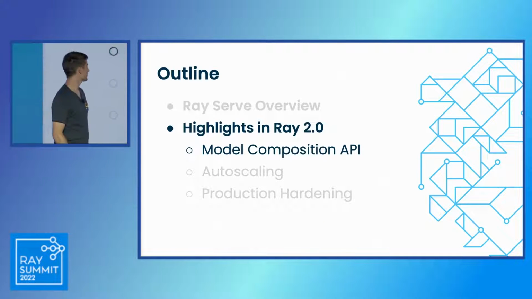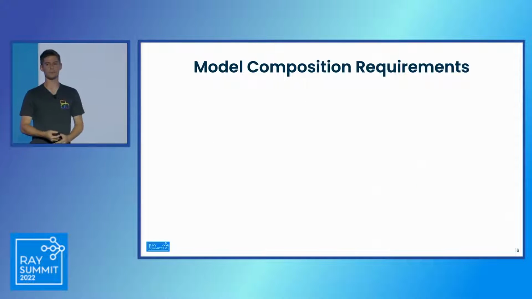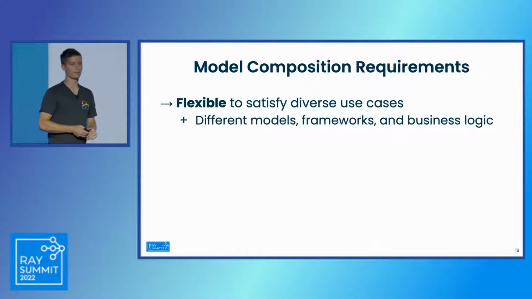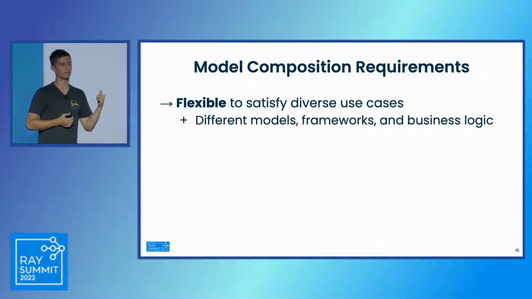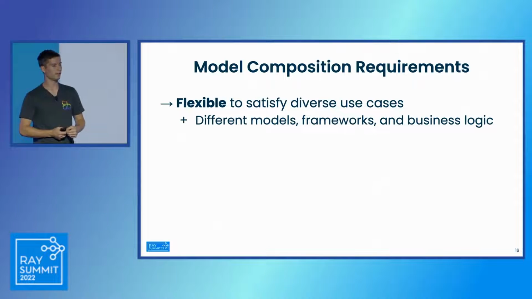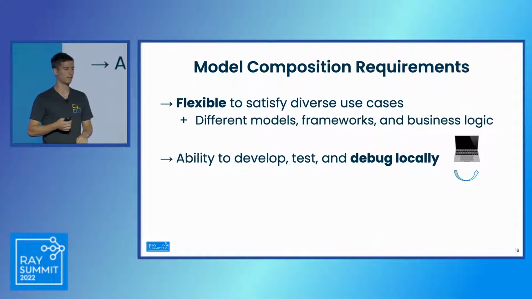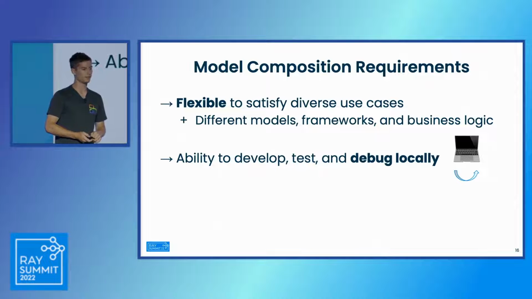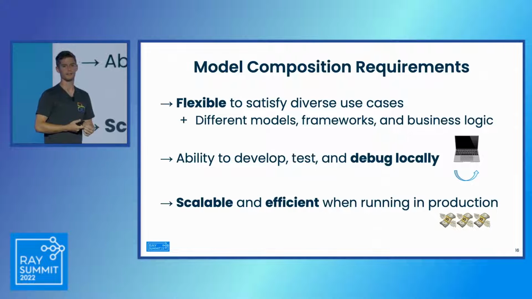So let's dive into the first point here, which is the RayServe Model Composition API. I talked a little bit about this in the intro, but the requirements for a model composition API, as we see it, are first of all, we want to be flexible. I think machine learning is very much an emerging domain, and we see a lot of different frameworks, different types of models, and oftentimes a lot of custom business logic required to stitch everything together. We want to make sure to satisfy all of that. We also think it's absolutely crucial that you can develop, test, and debug your applications locally. And finally, and maybe obviously, you have to be scalable and you have to be efficient when it's time to run in production.